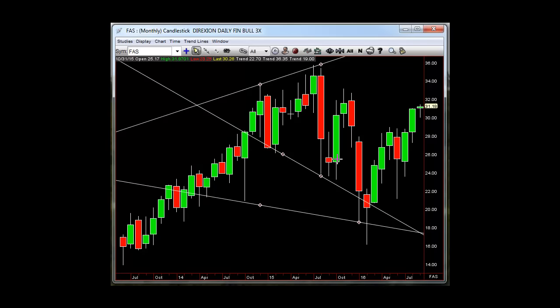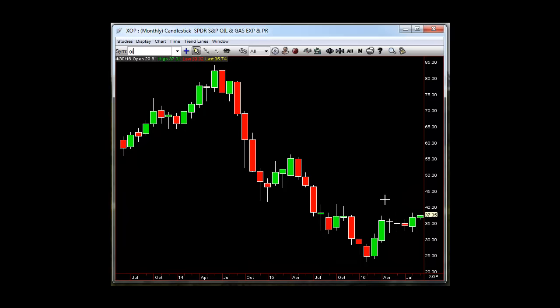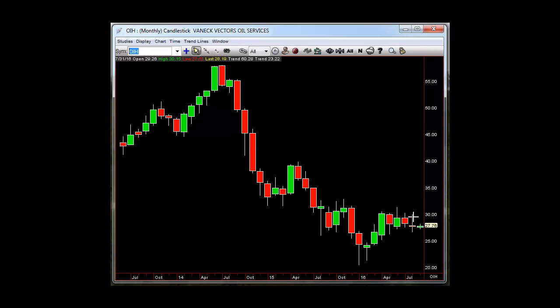We're also looking at the XLE, and one of these energies is going to get out of here. You can see this monthly's stuck in a range. XOP, OIH. How are we going to get out of this stuff? And so going forward, that's one sector we're certainly going to keep an eye on.